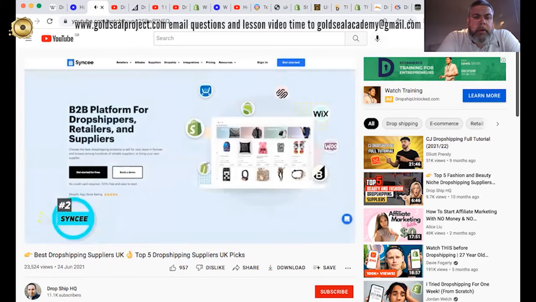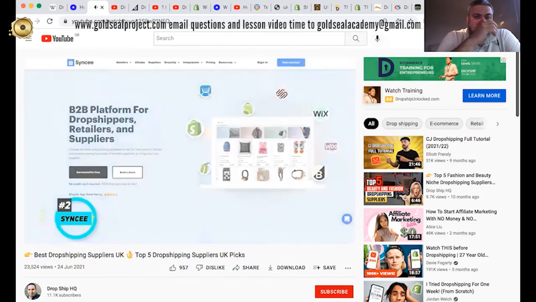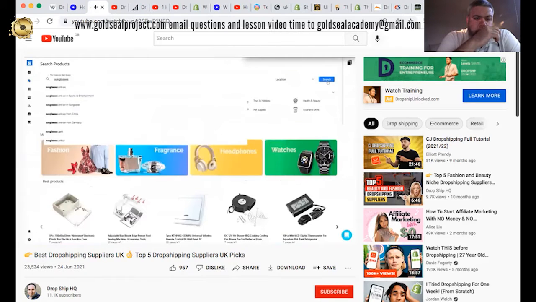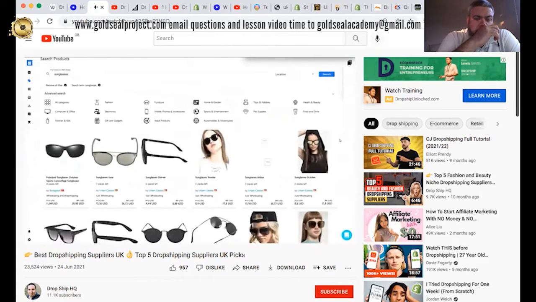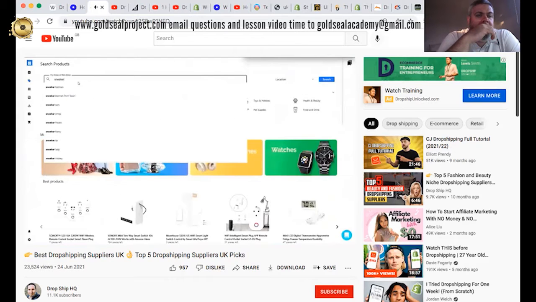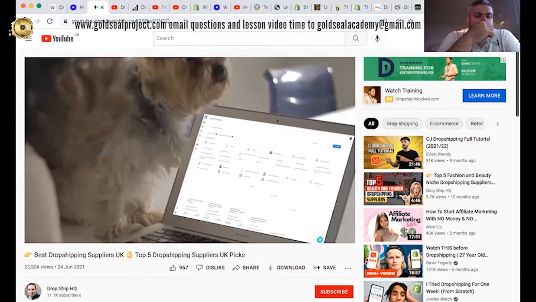At number 2, we have Cincy. Now, this is a B2B platform for dropshippers, retailers, and suppliers. It's a great place for dropshippers and retailers to find their suppliers. One great feature here is that you'll be able to find suppliers from all over the world, so you're not limited to suppliers from the UK.